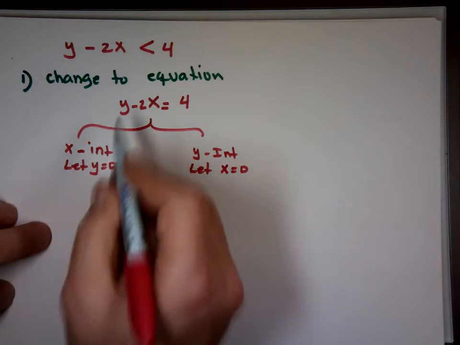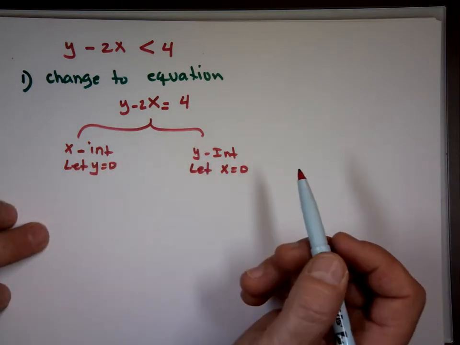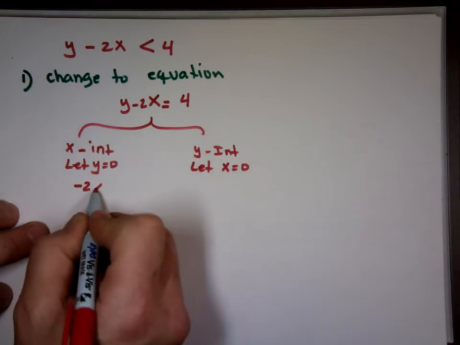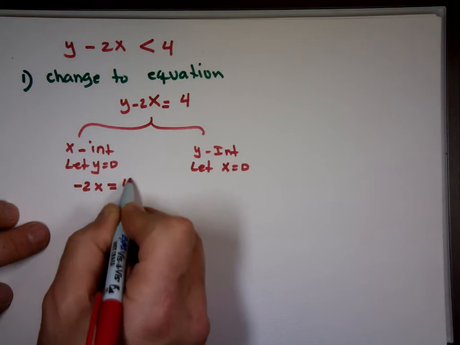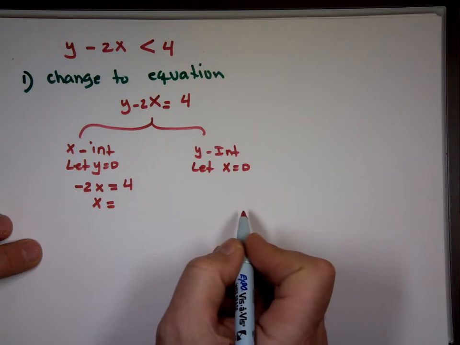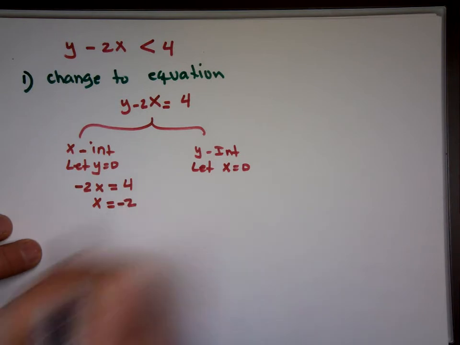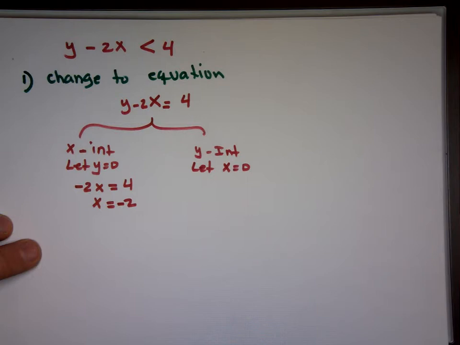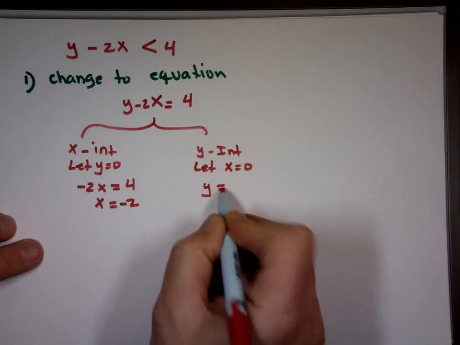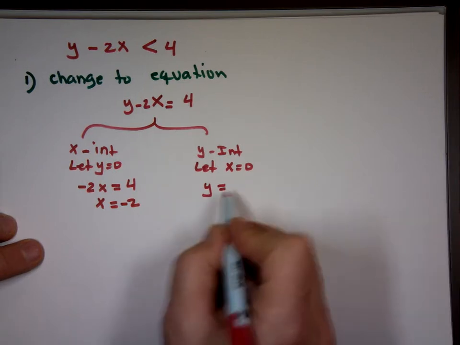When you let y be 0, what do we have? So negative 2x, right? Negative 2x equals 4. Good, because the y is gone. So what's x equal to? Negative 2. Very good. To get the y-intercept, we're going to let x be 0. So what do we have? Y equals what? 4.